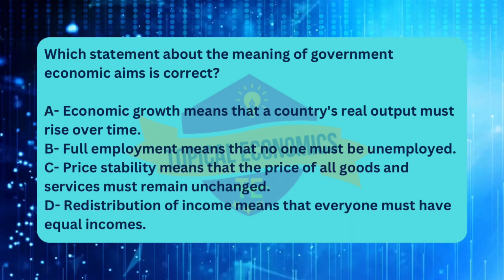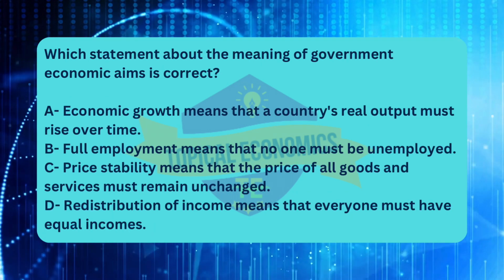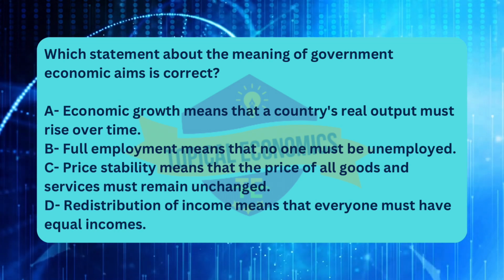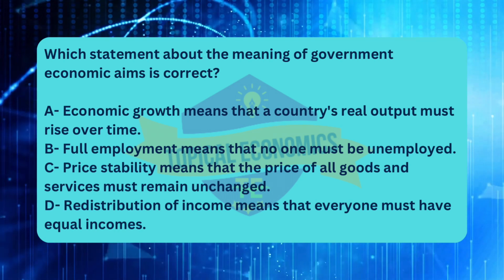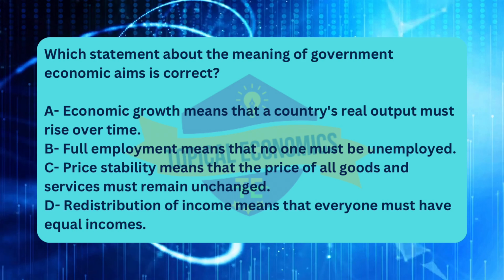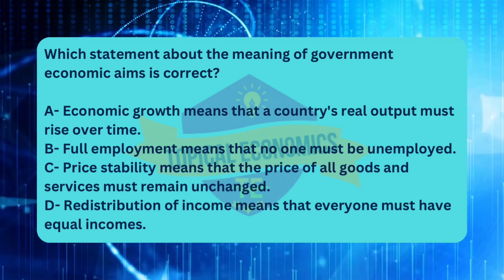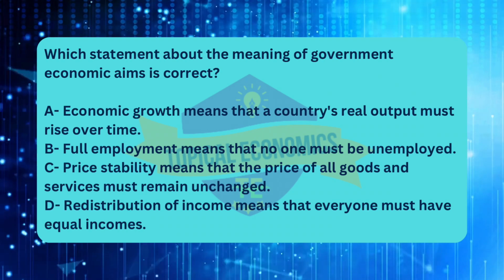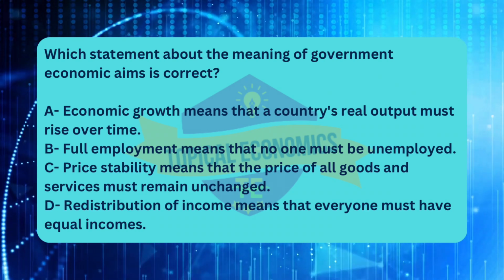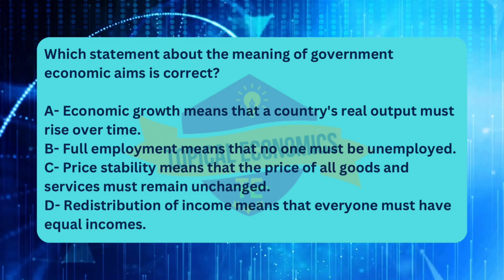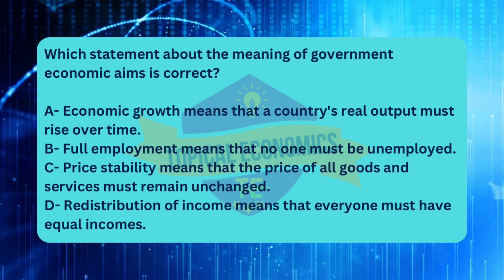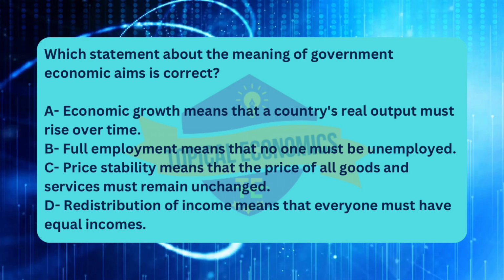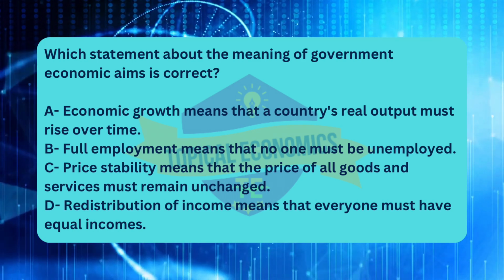Which statement about the meaning of government economic aims is correct? A. Economic growth means that a country's real output must rise over time. B. Full employment means that no one must be unemployed. C. Price stability means that the price of all goods and services must remain unchanged. D. Redistribution of income means that everyone must have equal incomes. The correct answer for this question is option A.